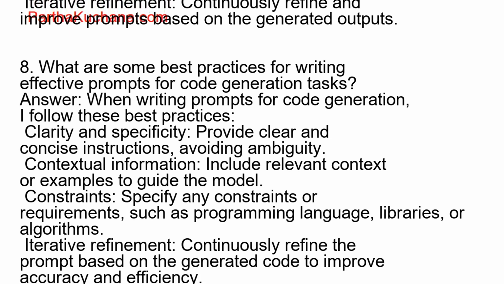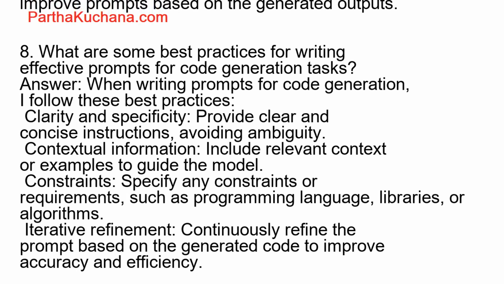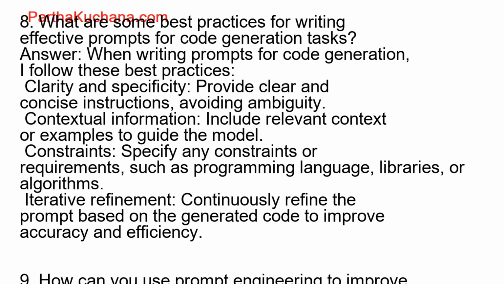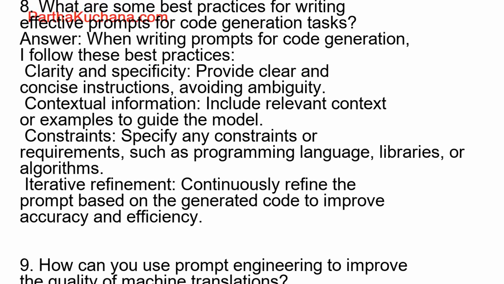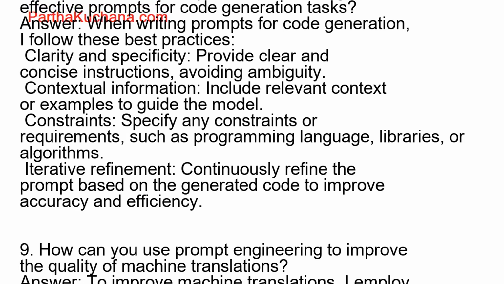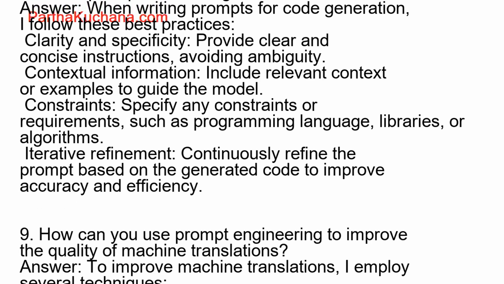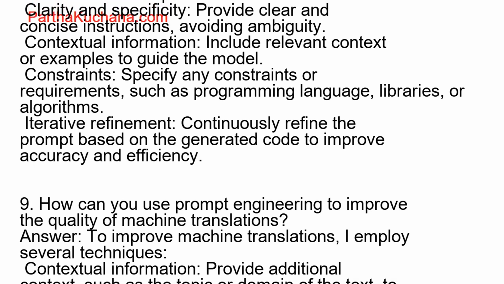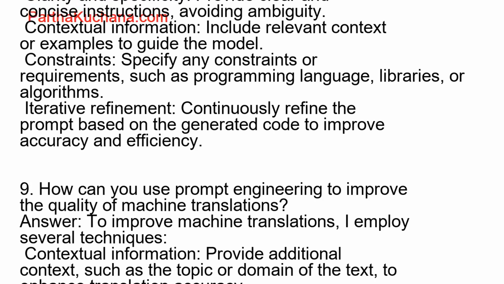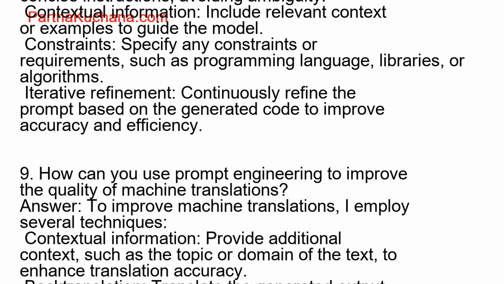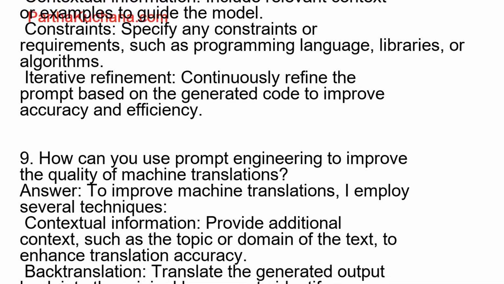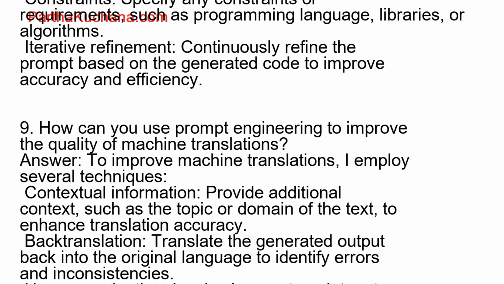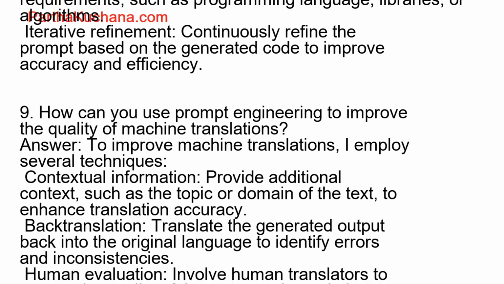9. How can you use prompt engineering to improve the quality of machine translations? Answer. To improve machine translations, I employ several techniques. Contextual information. Provide additional context, such as the topic or domain of the text, to enhance translation accuracy. Back translation. Translate the generated output back into the original language to identify errors and inconsistencies. Human evaluation. Involve human translators to assess the quality of the generated translations.